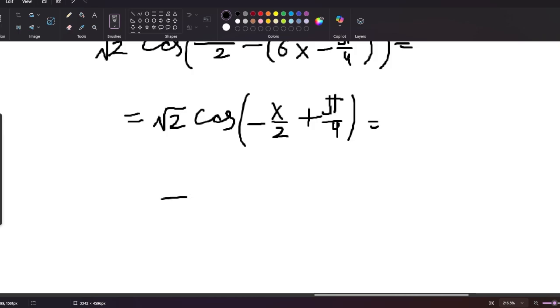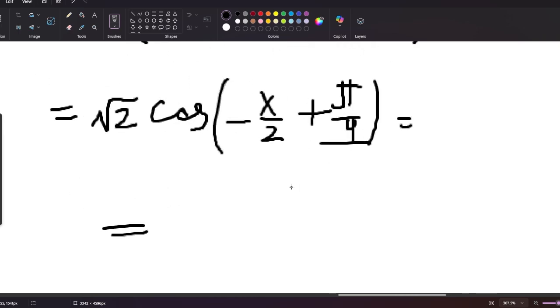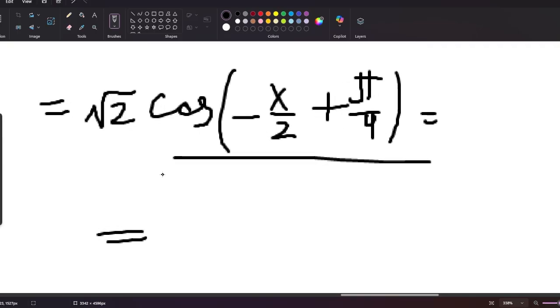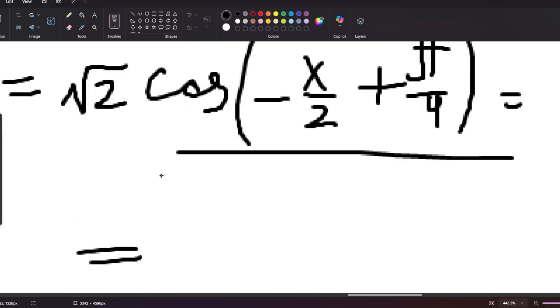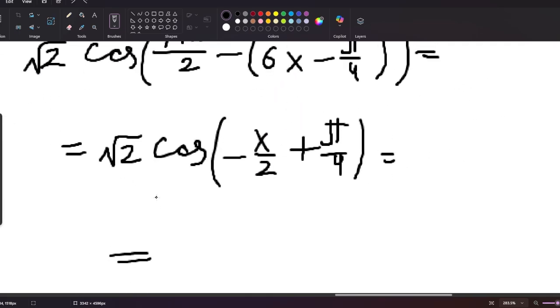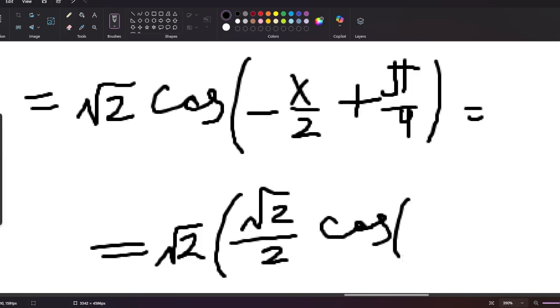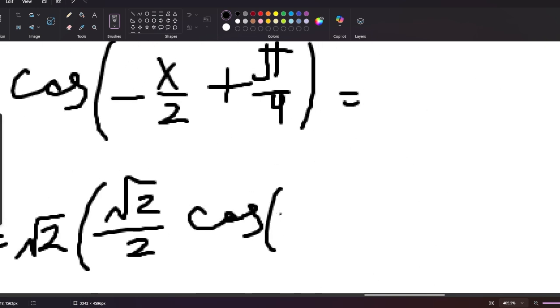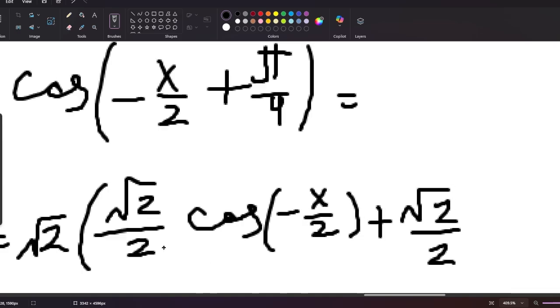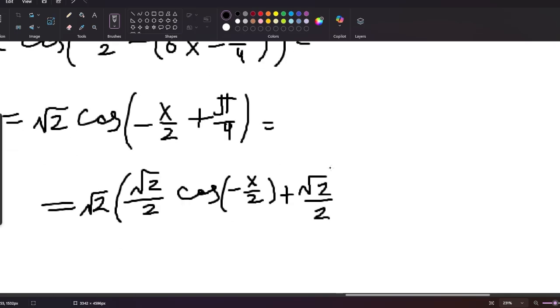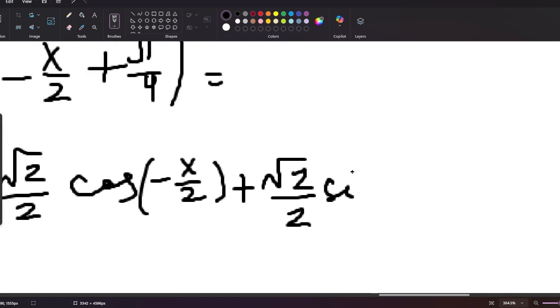Now if we were to write out this part here, we can use the cosine addition formula again, but this time in reverse. We're gonna spread this out to multiple functions. Square root of 2 times square root of 2 over 2 cosine of a negative x over 2, plus square root of 2 over 2 sine of negative x over 2.